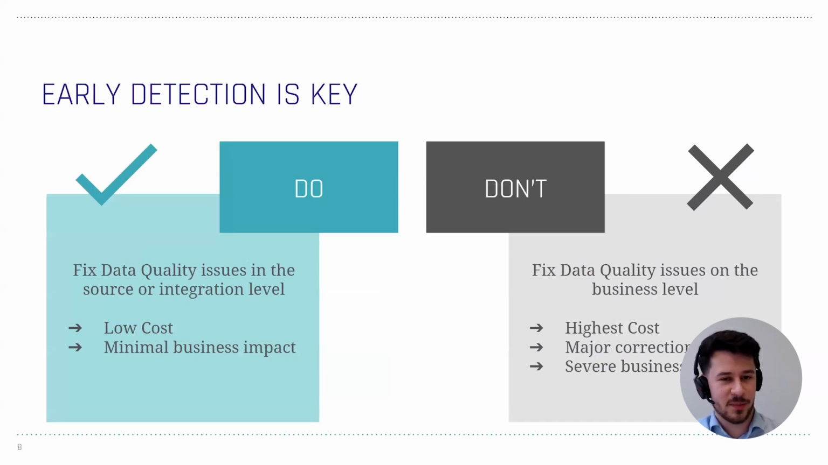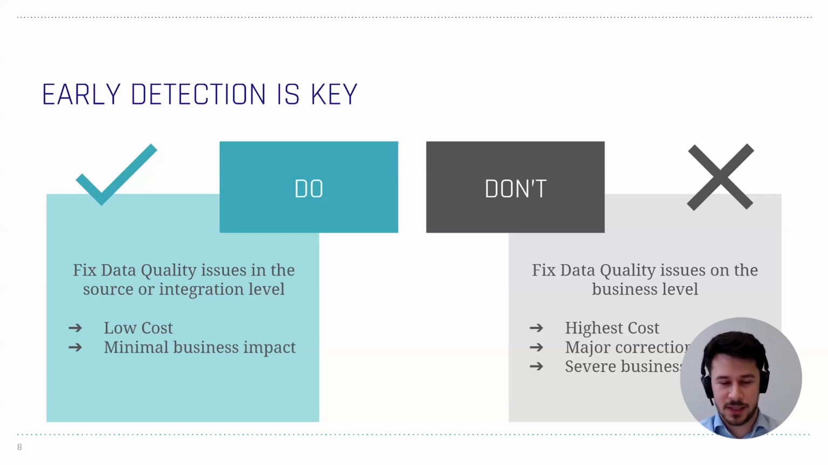Now, what is really important if you find out that you have data quality problems, or if you think, okay, something could happen, I think the most important thing is, it can happen to everyone. You should just make sure that you detect these as early as possible. Because the earlier you detect the data quality problems, the easier it is to fix them. So what you want to do is implement some things that make sure that you fix the issues as early as possible in the source integration levels, because that means it's low cost.